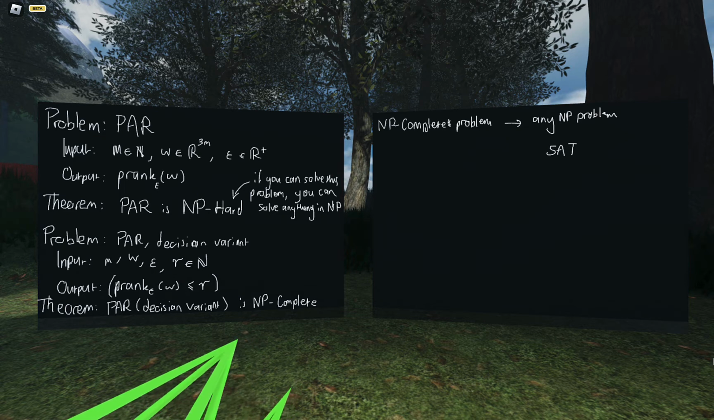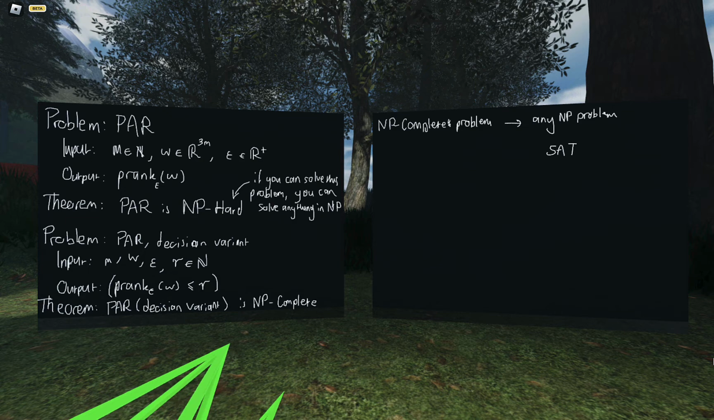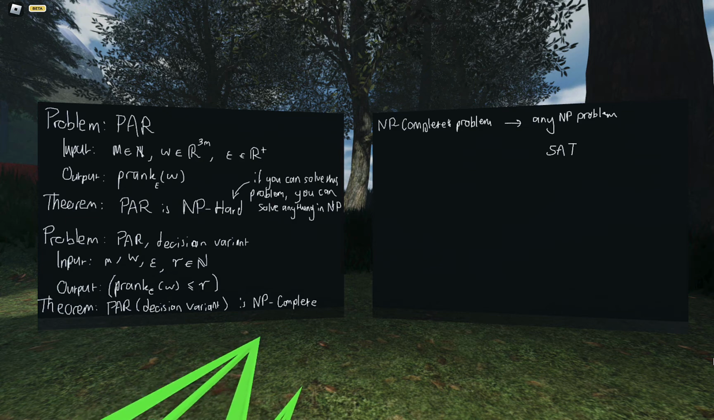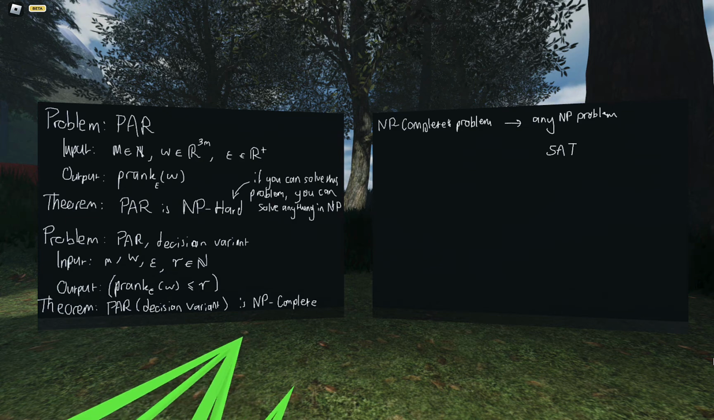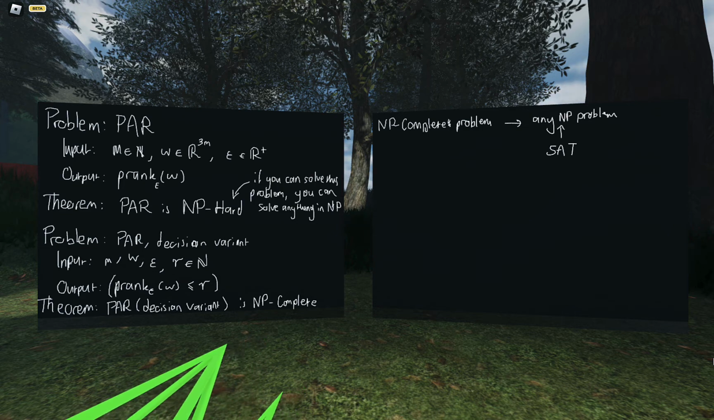So you can use your SAT solver to solve any NP problem, which is defined by running in polynomial time on a non-deterministic Turing machine. So this is the first step.